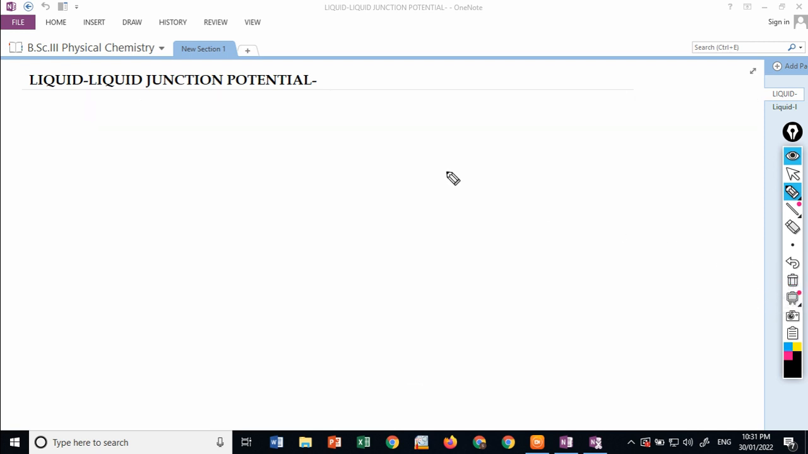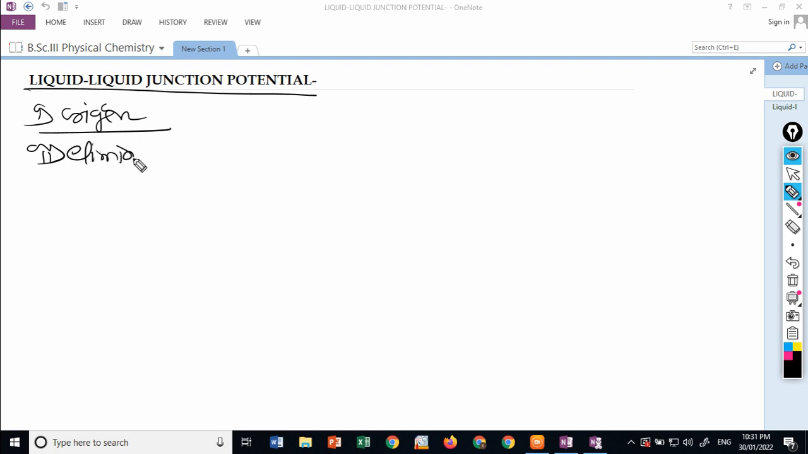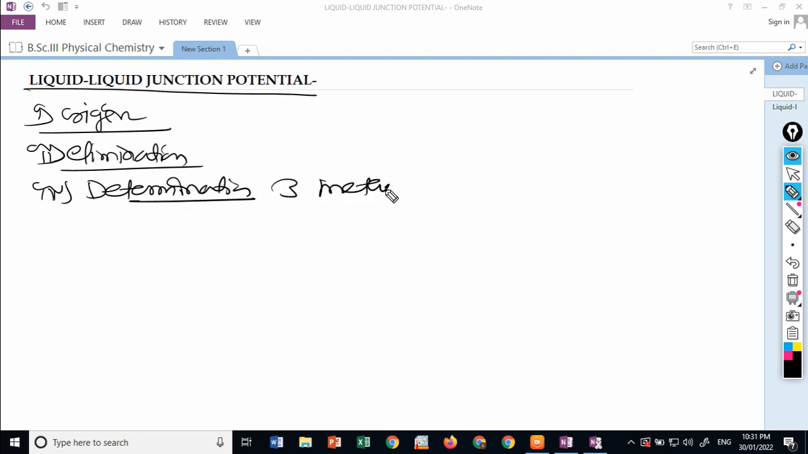Now we have seen the liquid junction potential, then its origin, then its elimination by using a salt bridge, and finally we have seen the determination, in which we have seen three methods. So this is a very simple point, liquid junction potential. Watch this video clearly and understand every aspect of the liquid junction potential.